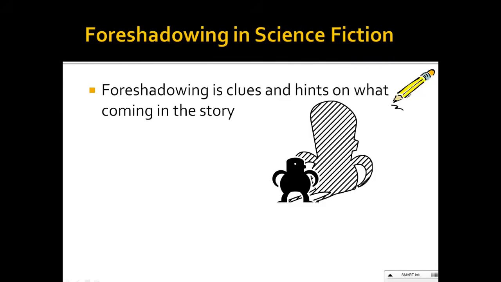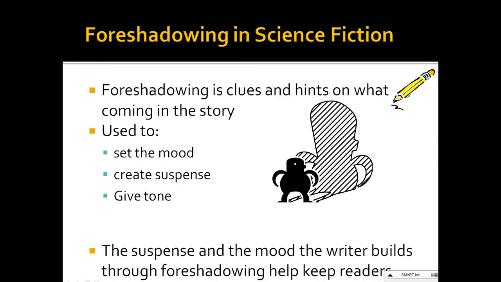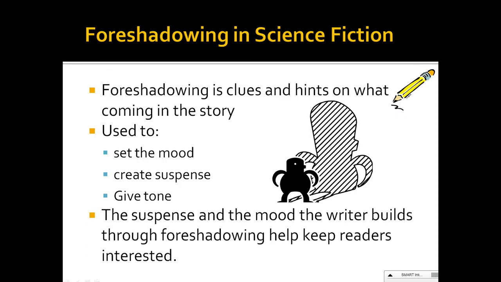So foreshadowing in science fiction is a technique that, well, foreshadowing in general is a technique that writers use to give us clues and hints on what's coming in the story. It's generally used to set the mood, create suspense, and give tone or communicate the attitude towards the subject or the material that they're writing about. It's basically a writer's use of clues or hints about the things to come in the story, though, and the suspense and the mood that the writer builds through foreshadowing that helps keep the readers interested.